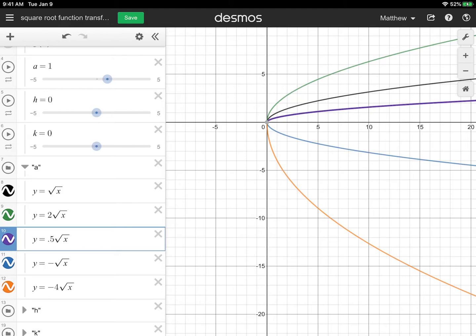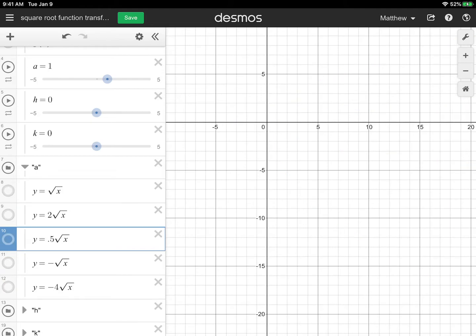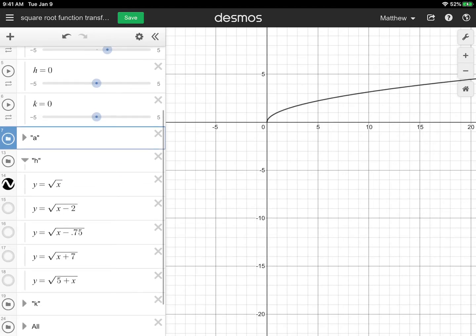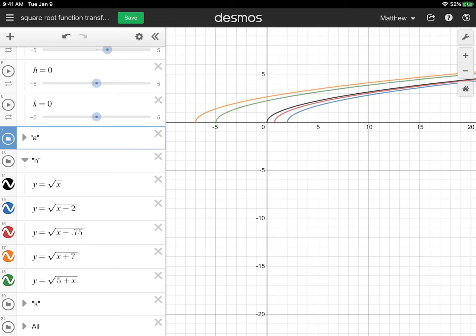But notice here that a did not have any effect on where this thing started at all. In every single case, it starts at 0, 0. And that's just because a is only vertical stretch and vertical compression. That's the only thing it has an effect on. Now, if I look at h, here's my parent function, and I can go to the right 2 units. I go to the right 0.75 units. I go to the left 7 units. I go to the left 5 units. Okay? And that's the effect that h has on it.